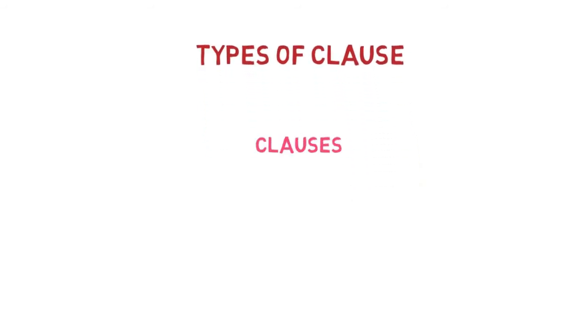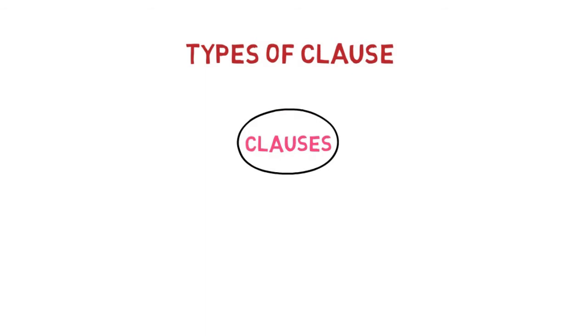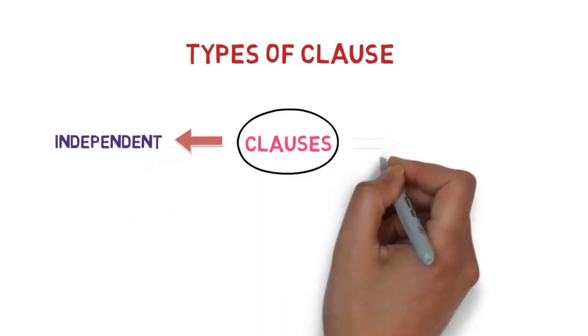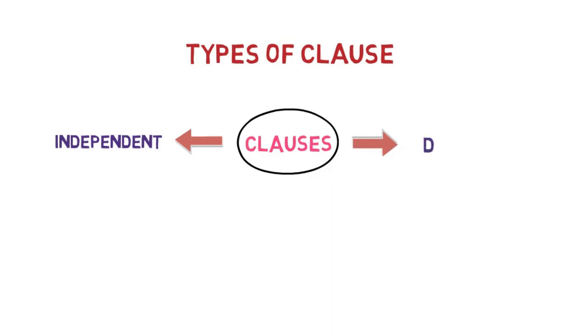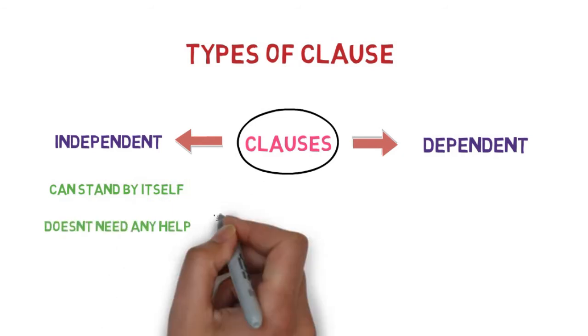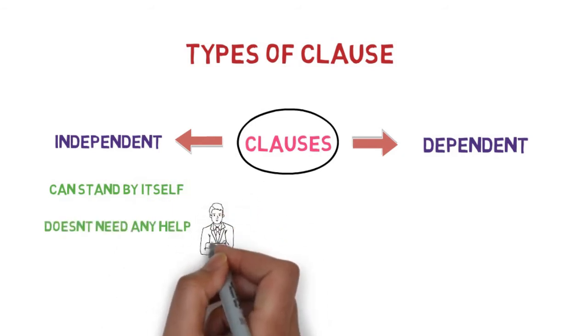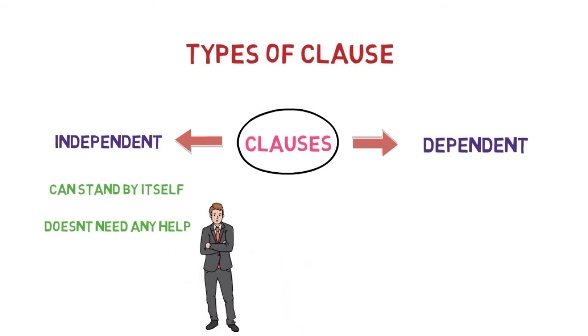Again, let us see what are the two types of clauses. Clauses are of two types, independent and dependent. An independent clause means it can stand all by itself. It doesn't need any help. Think of an adult. They are independent. They can stand alone. Just like that, an independent clause is that part of a sentence which has a subject and a verb and it can stand alone. It does not need another part of a sentence to complete its meaning.